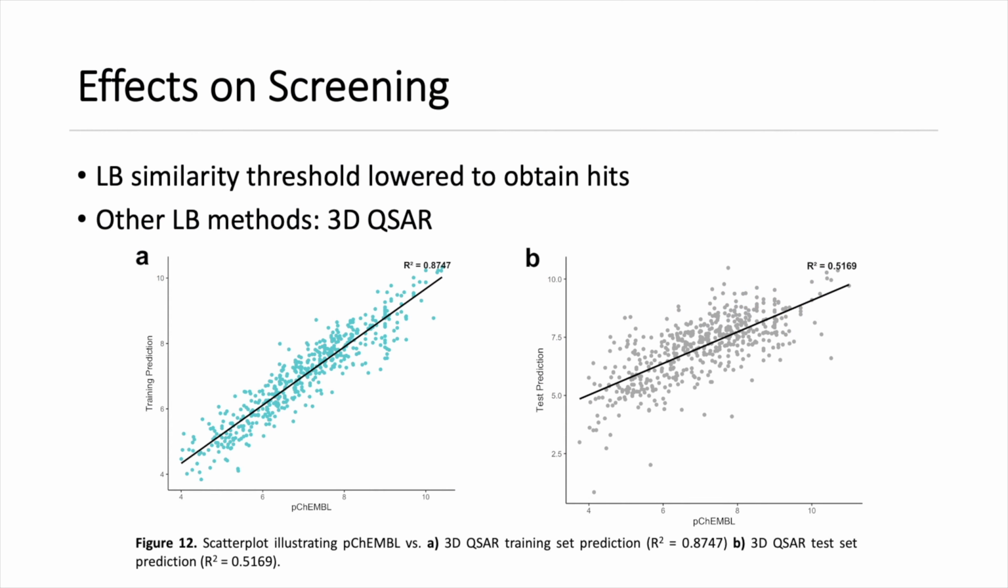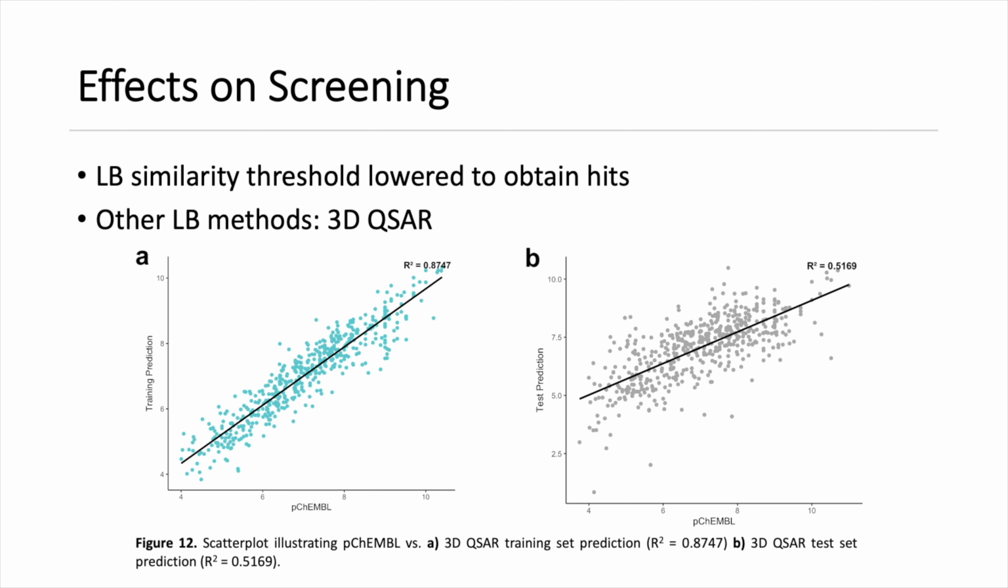The effects of using a single compound as the template were evident when conducting LB. Molsoft's rapid isosteer discovery engine, by default, returns hits that have at least 50% similarity to the template pharmacophore. However, for this project, the threshold had to be lowered to 25% similarity to obtain hits, suggesting that the screen was likely accepting any compounds after the 25% threshold.